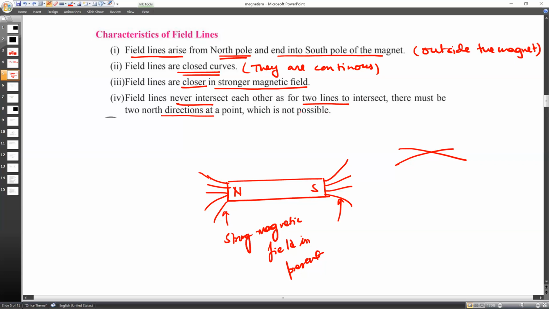Please note down these important characteristics of magnetic field lines because they are asked in the examination. When you're done, please let me know. Okay.